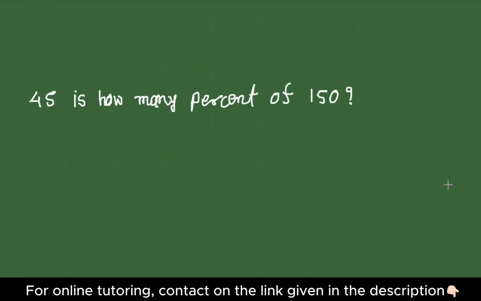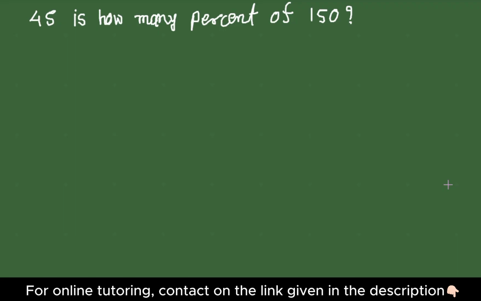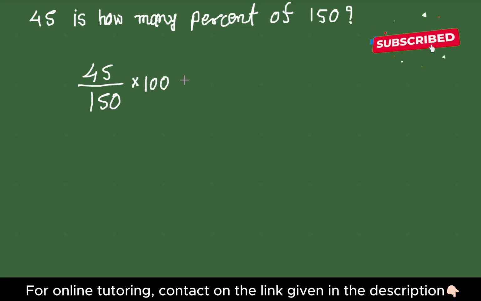Now let us do one more question. Let us find 45 is how many percent of 150. So 45 out of 150. And since we need to find out how many percent it is, we will multiply this ratio by 100.